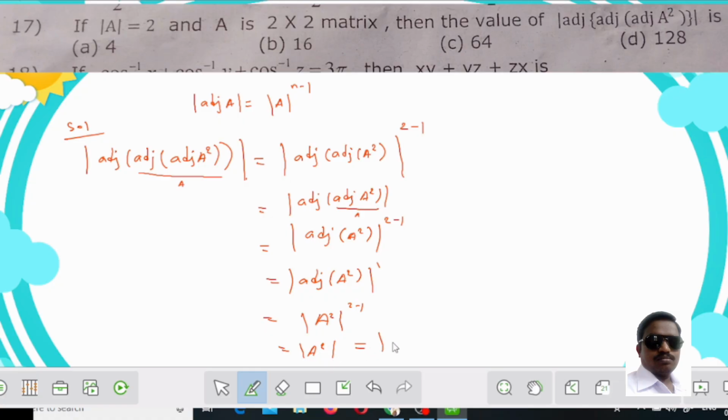This also becomes determinant A square. Determinant A square also can be written as determinant of A whole square. In this question they are giving determinant of A is 2. So you substitute the value of determinant A here. So finally we get 2 square as the answer. That means 4. That is 4. Option A is the right answer.